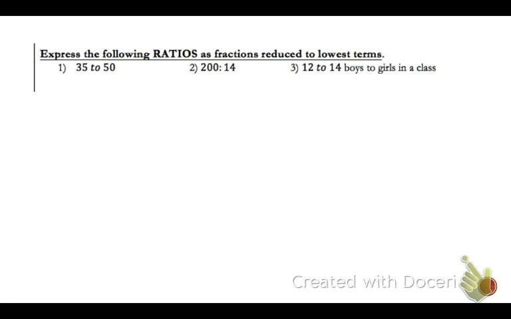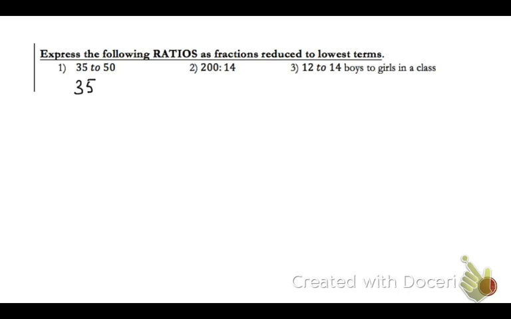Now let's do some examples together that will help you understand all these concepts and definitions. So first we're going to start with that first definition, a ratio. And we're going to express the following ratio as a fraction reduced to lowest terms. So you'll probably remember reducing fractions in your earlier math classes. 35 to 50. So we're going to write that as a fraction.